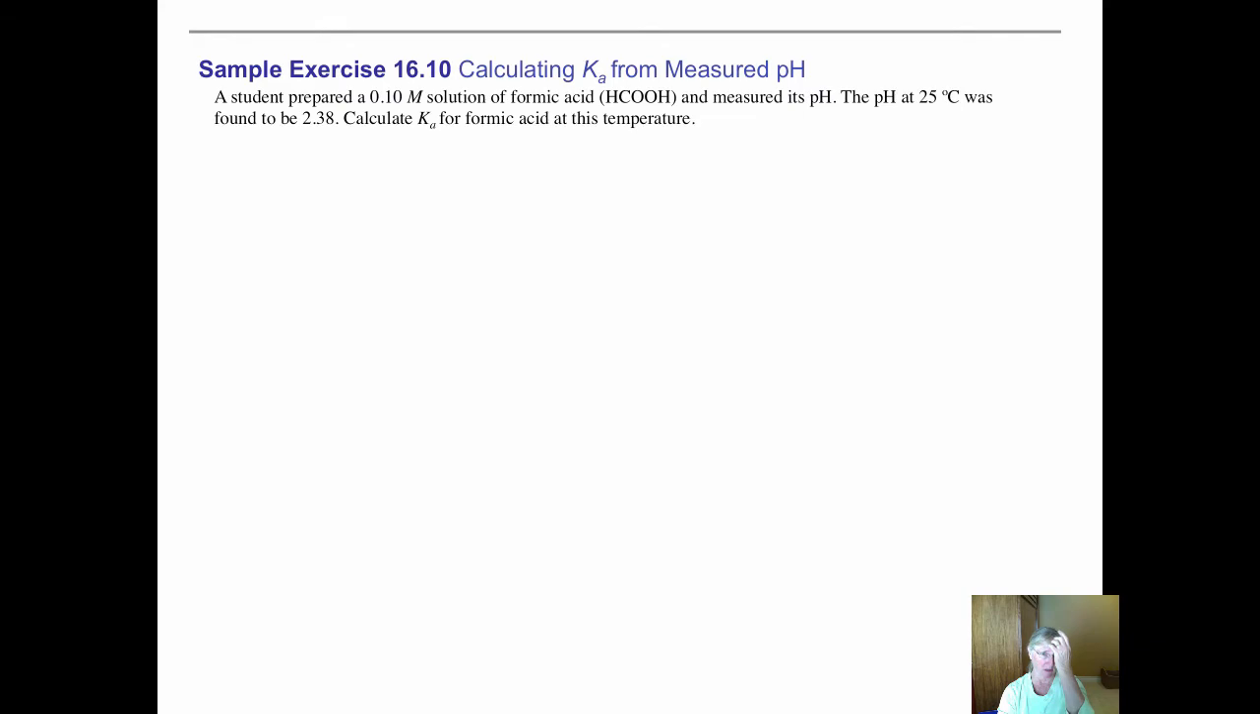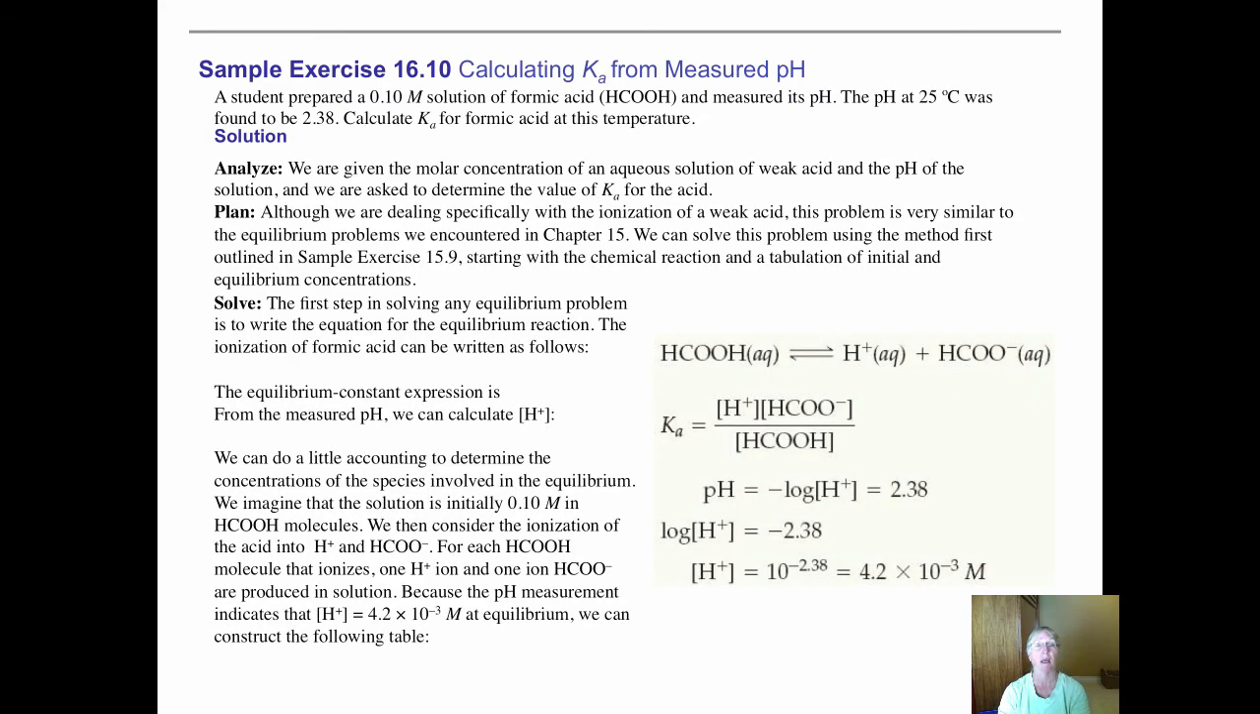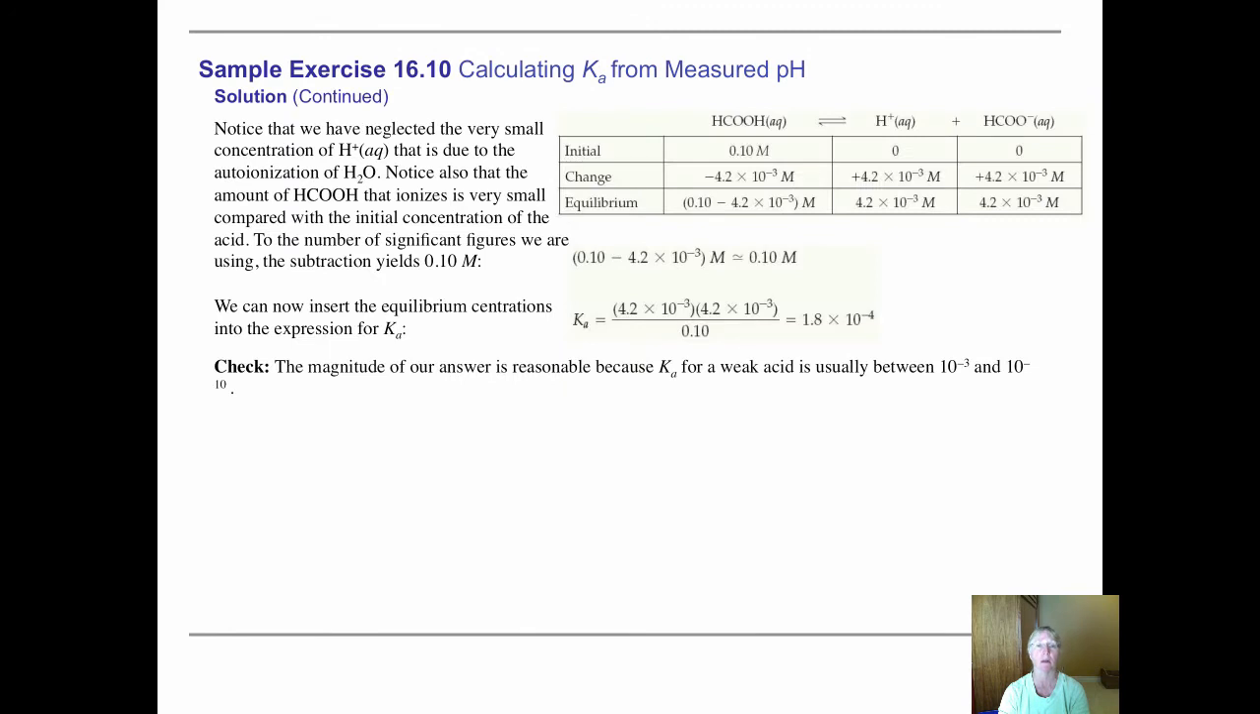In addition to calculating Ka from pH, and by the way, the problem we just went through on the PowerPoint is sample exercise 16.10, shown in its full glory here. So if you'd like to look at it in the textbook again, or look at it from a different perspective than the PowerPoint, feel free to do so.